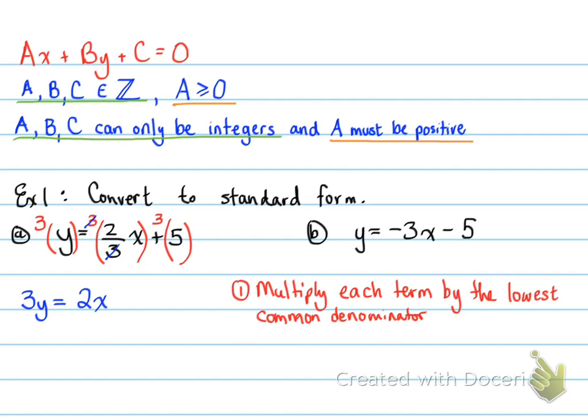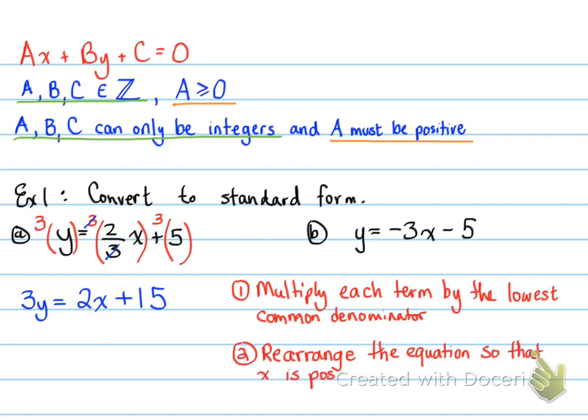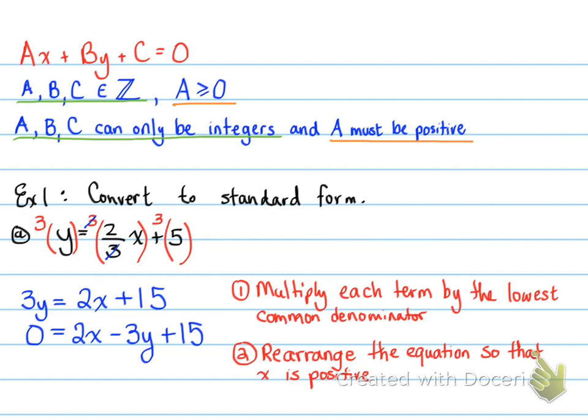And then finally, plus 3 times 5, which is 15. So we've multiplied each term by the lowest common denominator. Next step is to rearrange the equation, move the equation to the side where x is positive. That's right. So we see that x is already positive here, so that means we're moving everything to the right side. 2x minus 3y plus 15 equals 0. 2x minus 3y plus 15 equals 0.